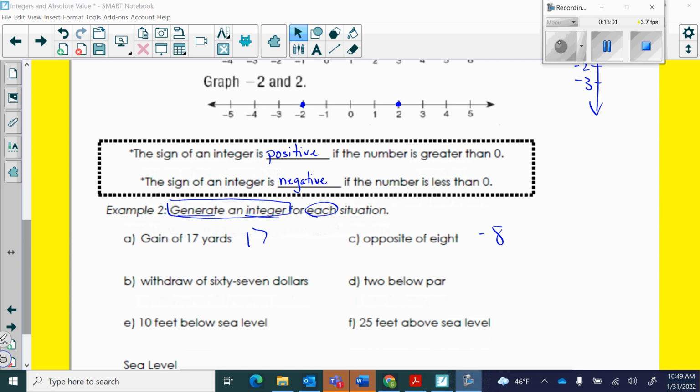Okay, what integer is a withdrawal of $67? Zuriel? Good, -67. It says a withdraw. So withdrawing means I'm taking the money out. My bank account balance is going down. Nope, that's a deposit. 2 below par.